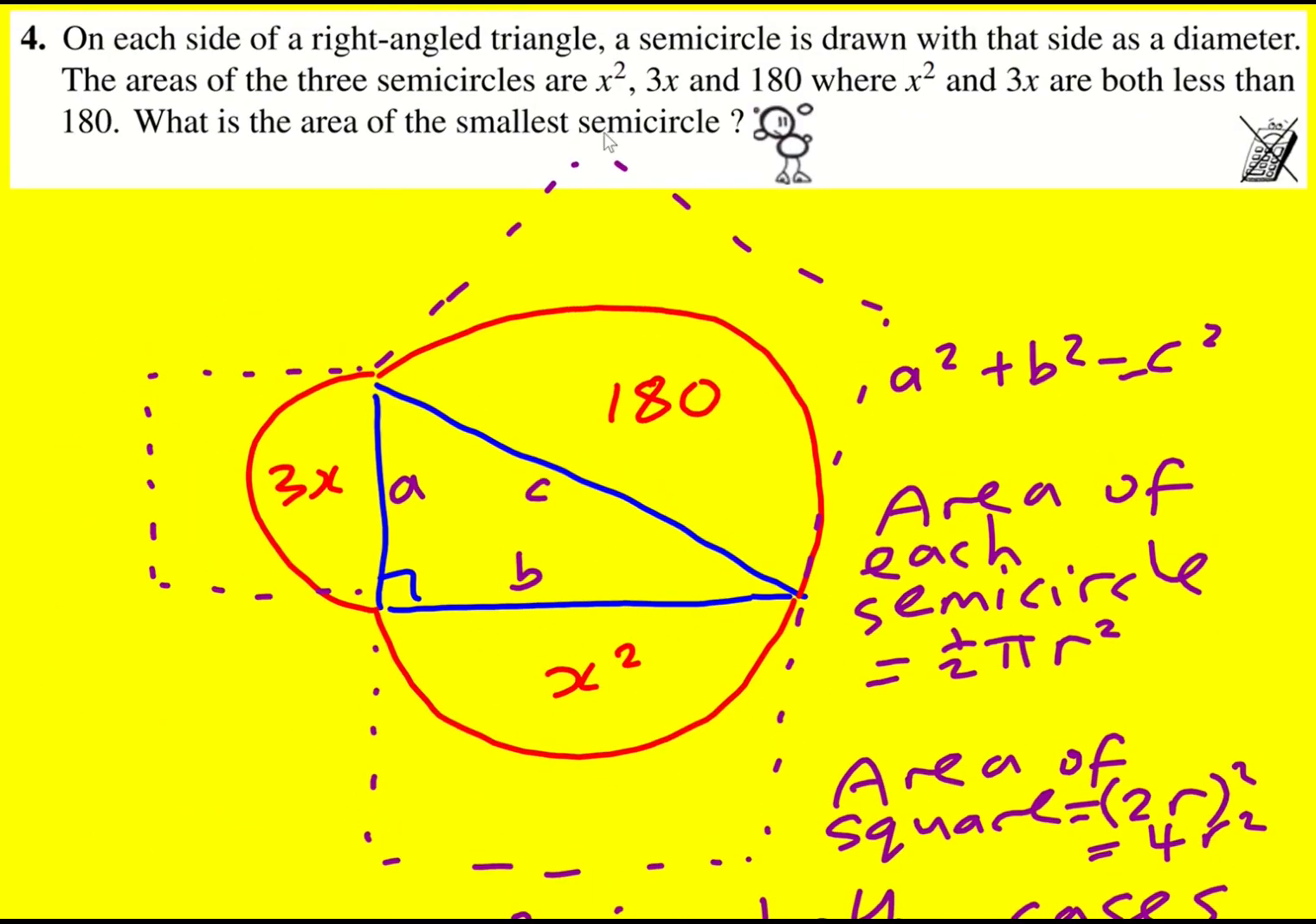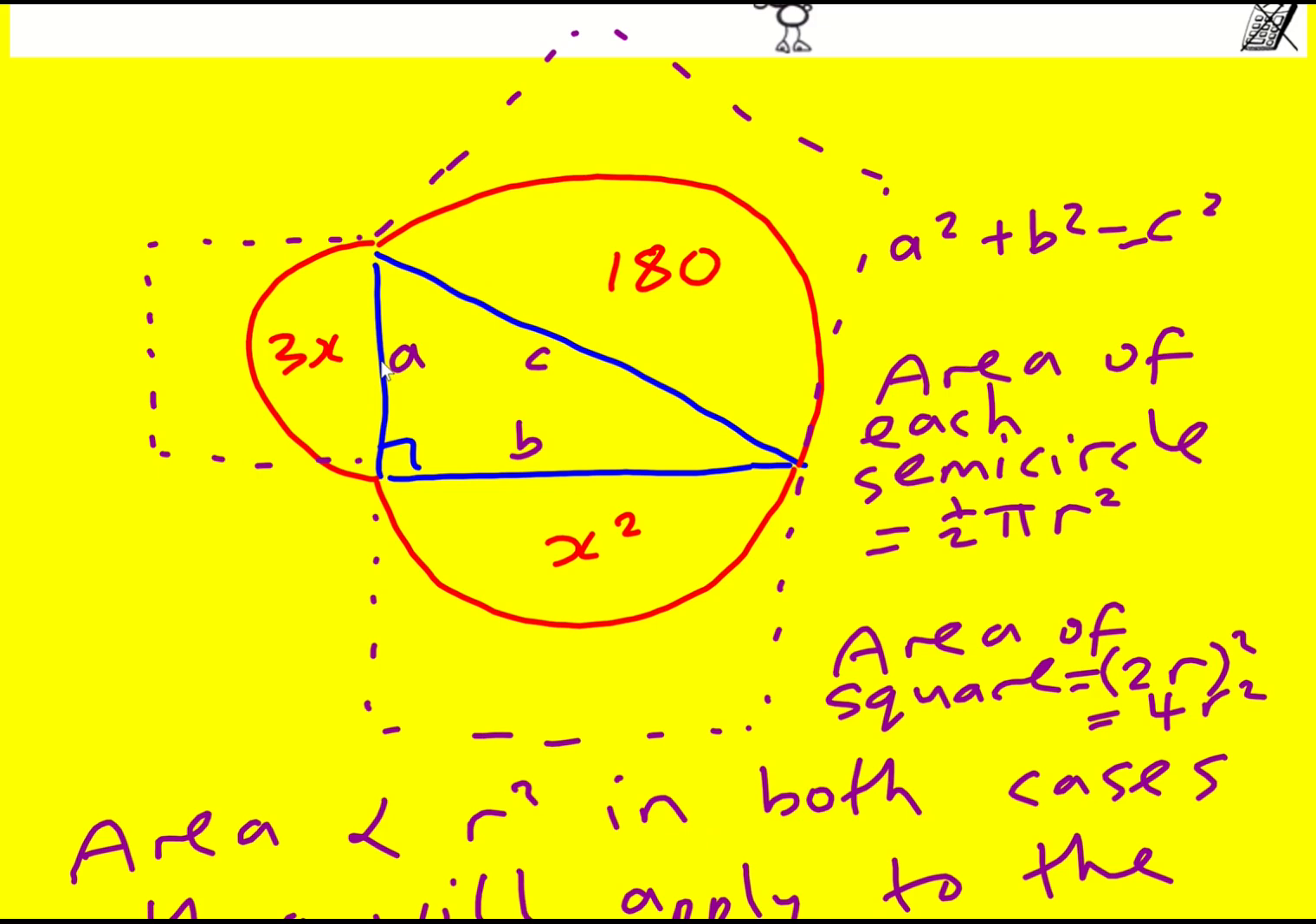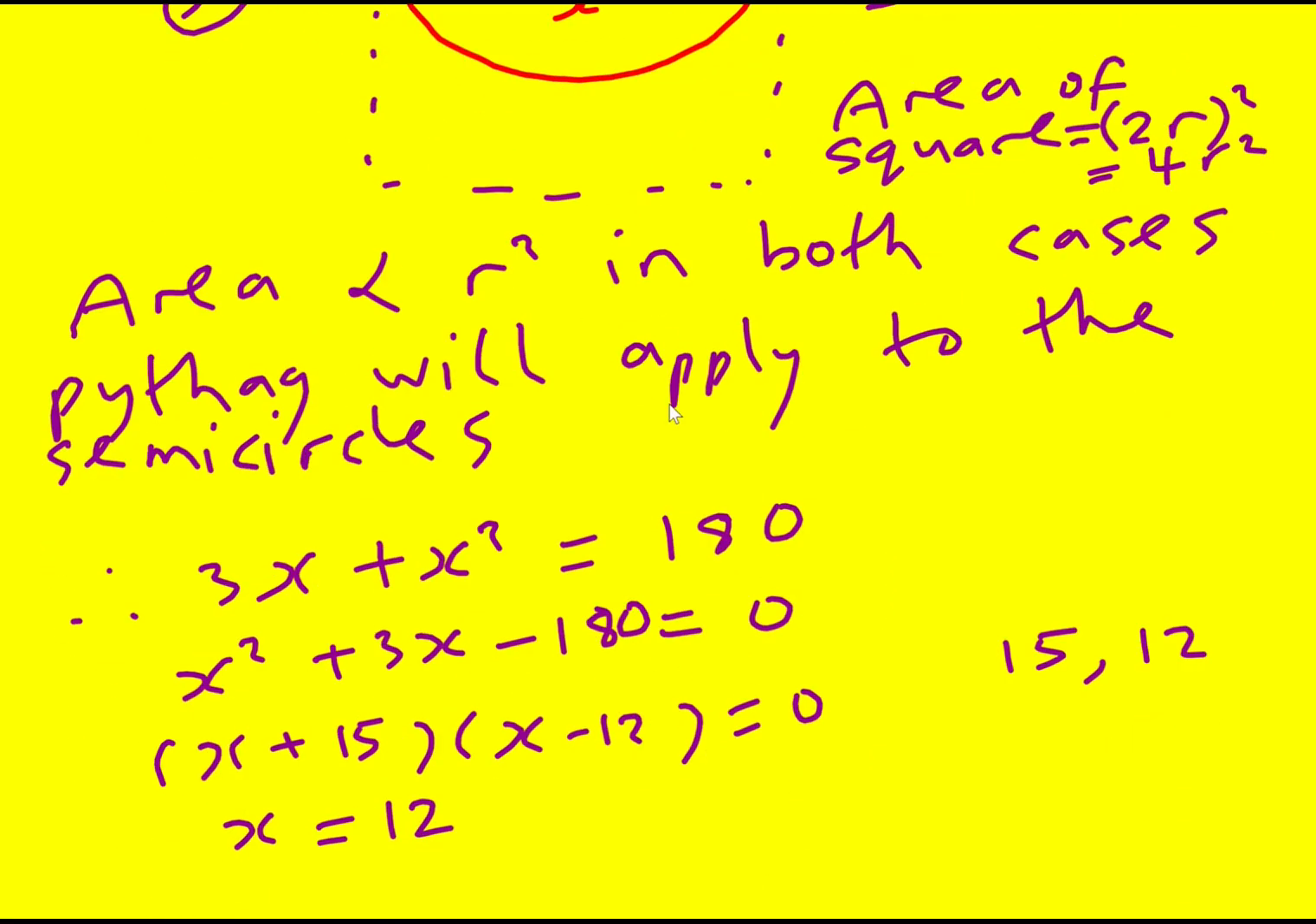Now we're actually asked for the area of the smallest semicircle, so I can see I'm going to get 36 here. I'm going to get 144 here. It's 36 that's going to be the smallest. So our answer is 0, 3, 6.